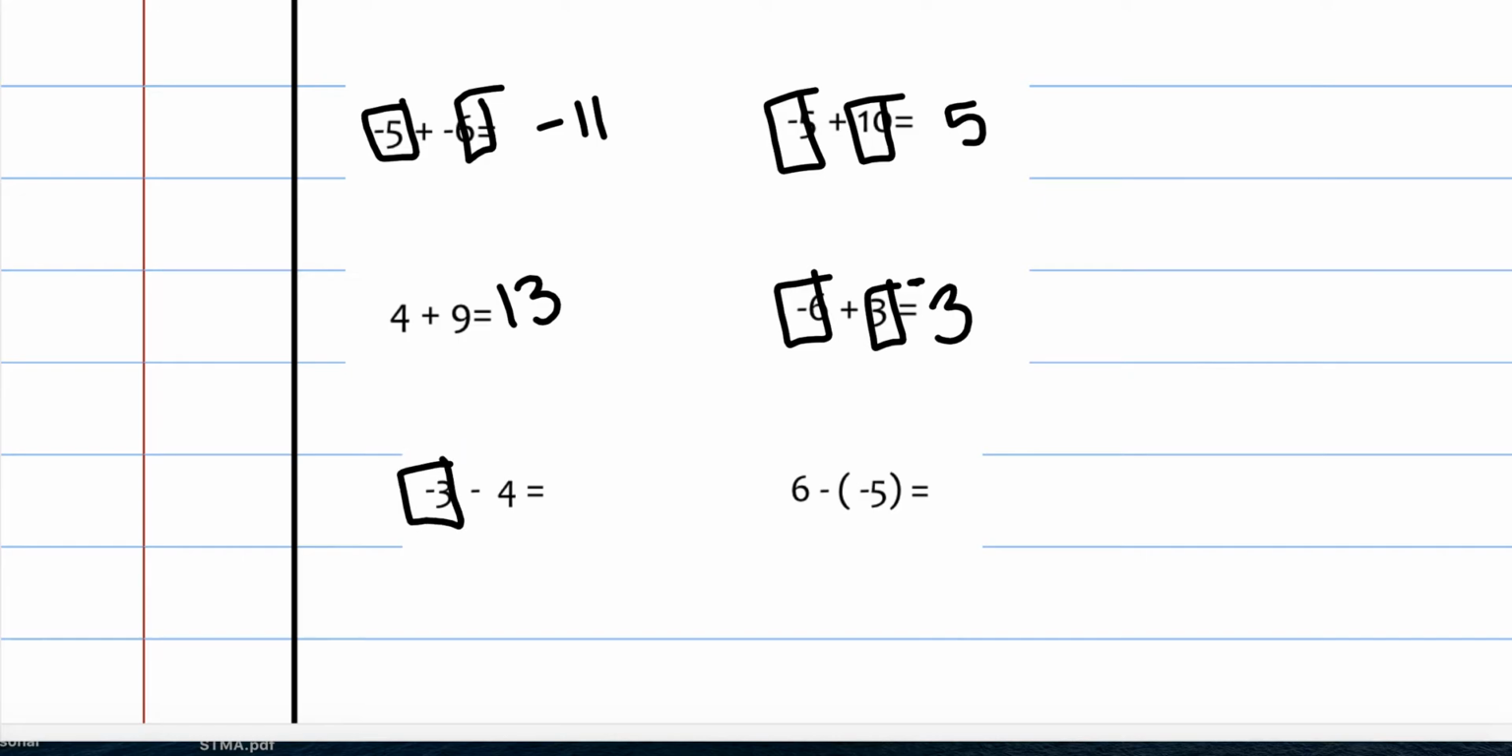Here I have a -3 and a -4. Signs are the same, so I add and I keep the negative sign. Remember, when we have 2 negatives in a row, that turns to a positive. So really this is just 6 plus 5, which is 11.